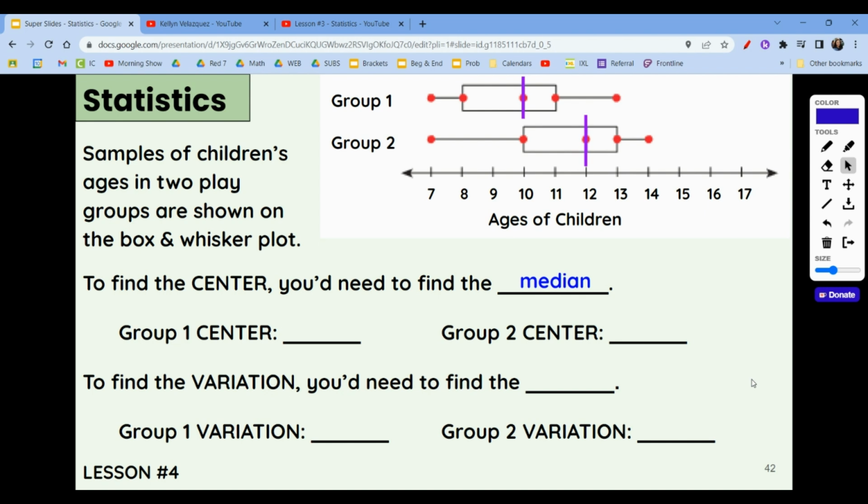So what is the median of group 1? 10. So we would say the center of group 1 is 10. What's the median of group 2? 12. So we'd say the center of group 2 is 12.